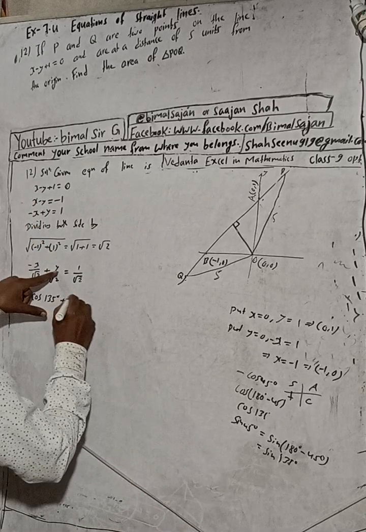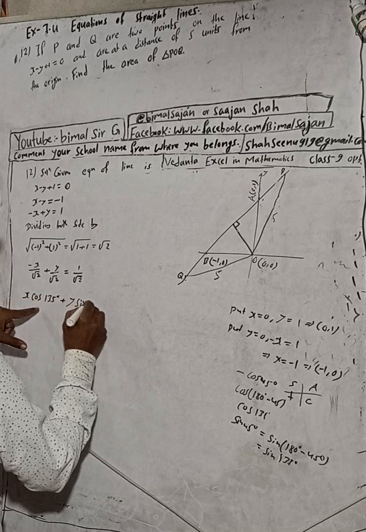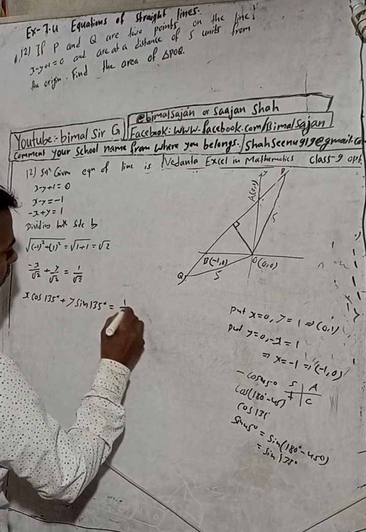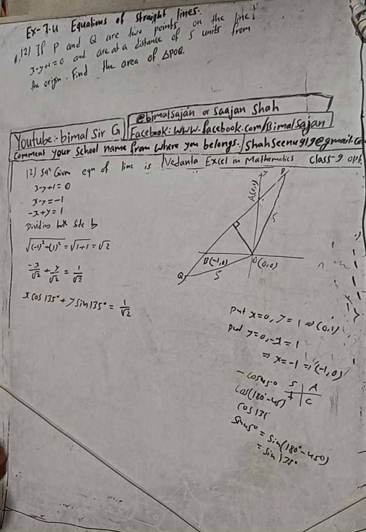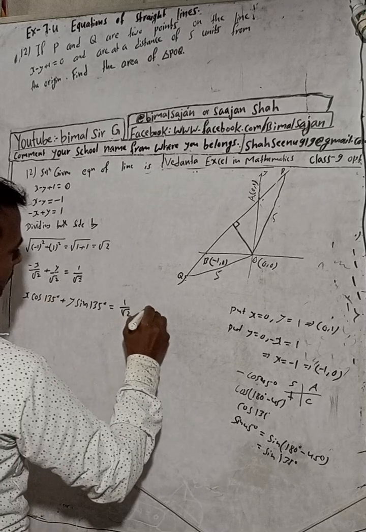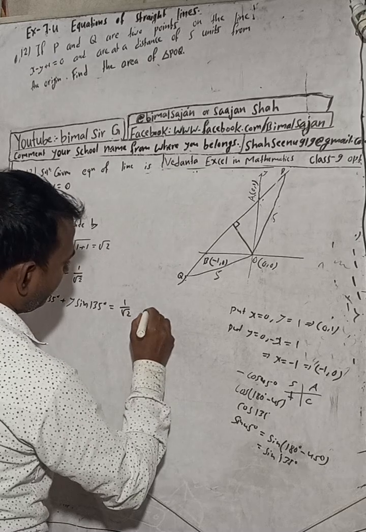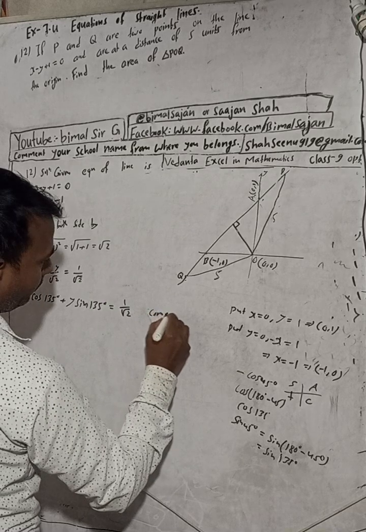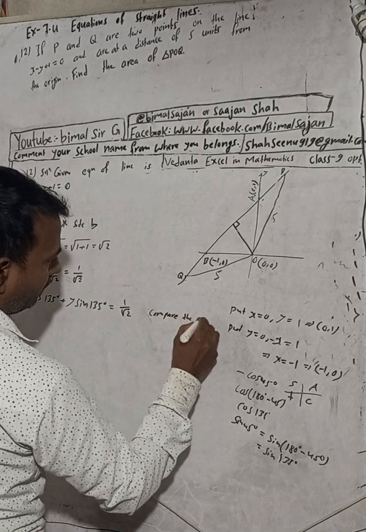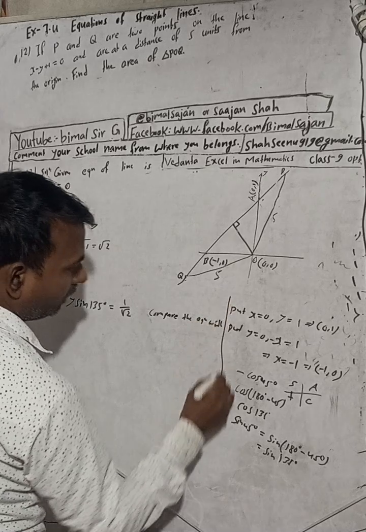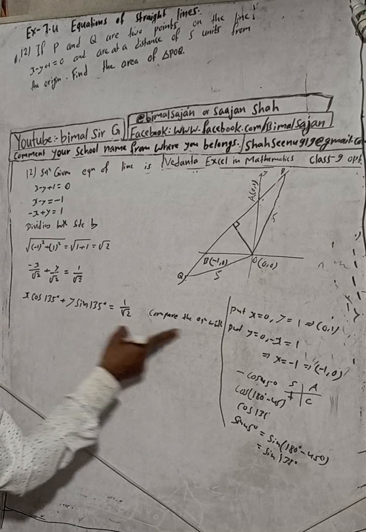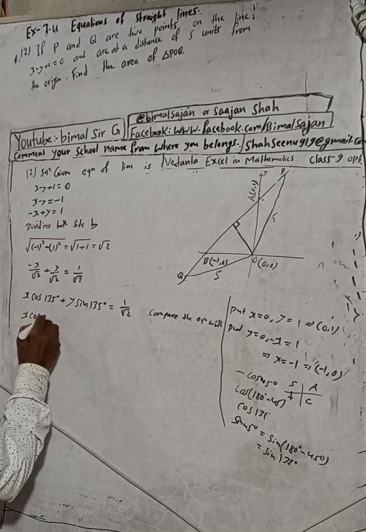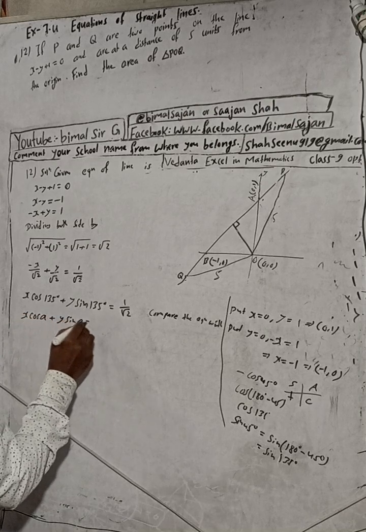So in place of this, we add y sin 135 degree equals 1 by √2. Now this is of the form, and we compare the equation with x cos alpha plus y sin alpha is equal to p.